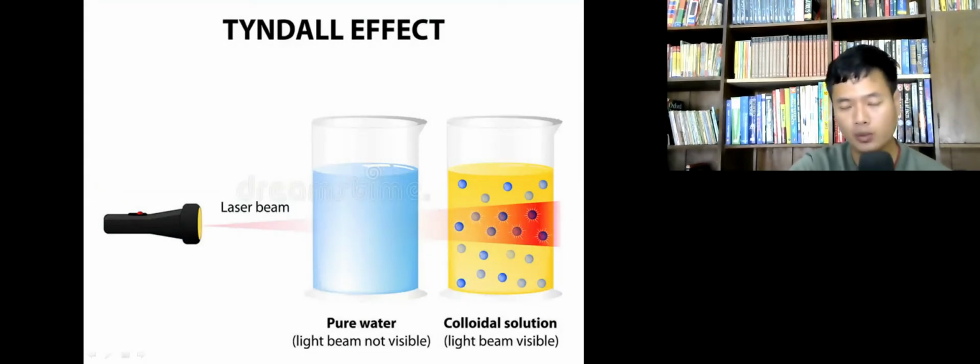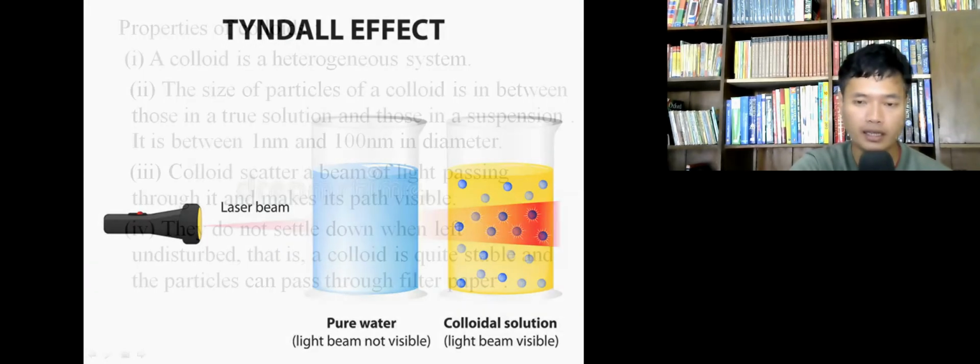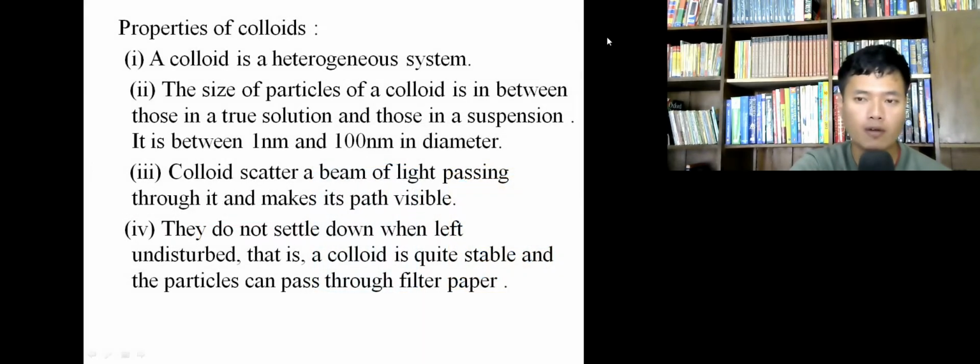But for colloid, we can see that the path of the light is visible. That is the particles present in colloid are larger than that of the pure water. A colloidal solution scatters light. The particles present there scatter light, and the part of the light can be seen through our naked eye. Now let us see the properties of colloids. A colloid is a heterogeneous system. The size of the particles of a colloid is in between those in a true solution and those in a suspension.